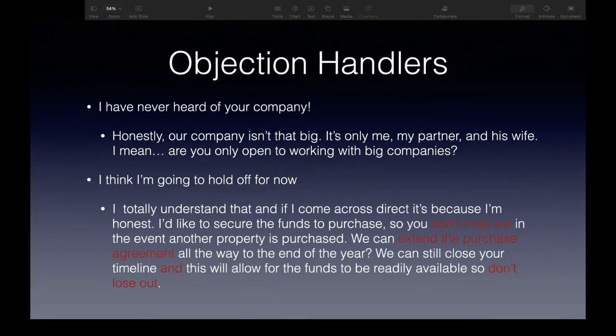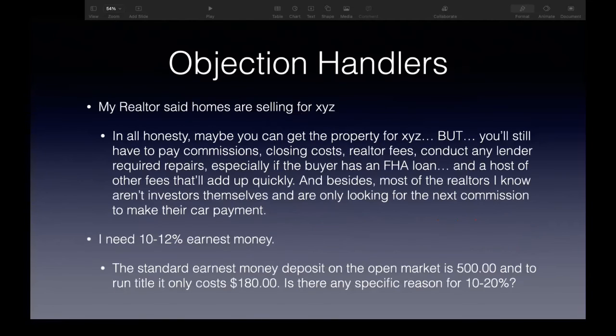Mr. Seller, I totally understand that. And if I come across direct, it's because I'm being honest. I like to secure the funds to the purchase today so you don't miss out in the event another property is purchased. So we can extend the purchase agreement all the way to the end of the year. We can still close on your timeline, and this will allow for the funds to be readily available so you don't lose out. So that's the objection handler for the people that say that they're going to hold off.